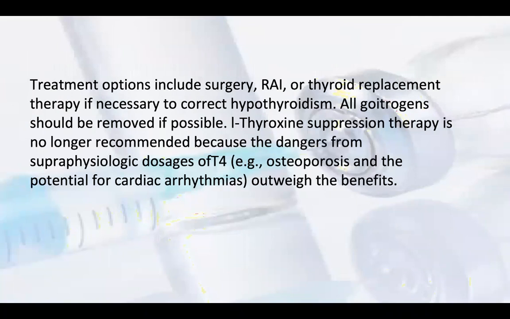Treatment options include surgery, radioactive iodine, or thyroid replacement therapy if necessary to correct hypothyroidism. All goitrogens should be removed if possible. L-thyroxine suppression therapy is no longer recommended because the danger from supraphysiologic dosage of T4, for example osteoporosis, and the potential for cardiac arrhythmia outweigh the benefits.